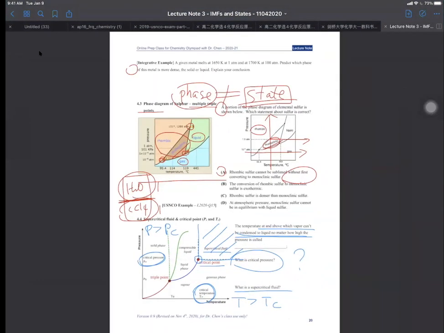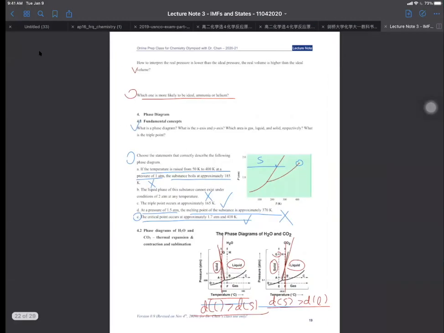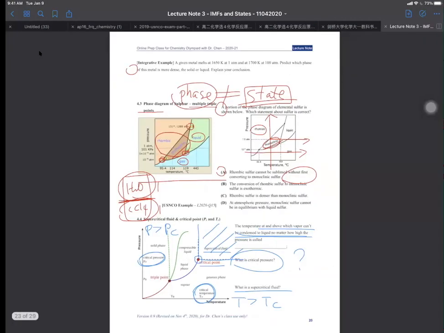Any question about phase diagram? So we leave one practice problem here. We leave an extended question about the deeper understanding of critical temperature and the critical pressure to you guys.